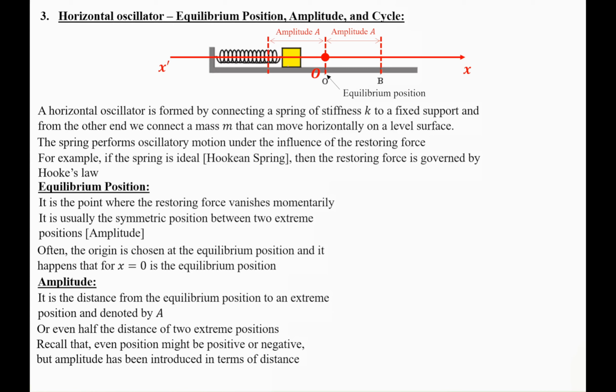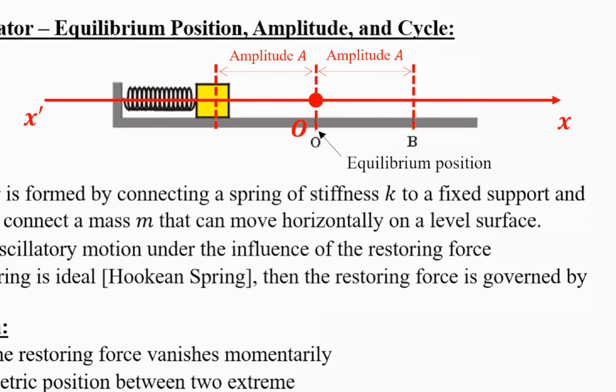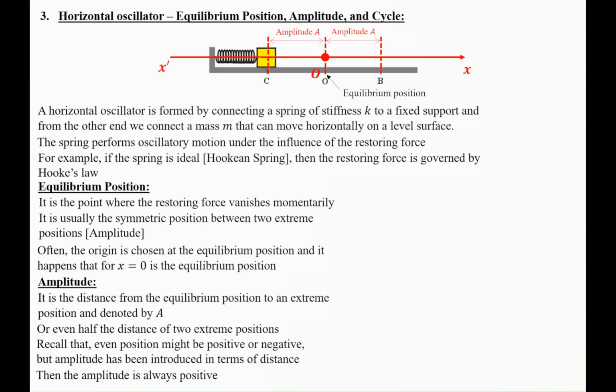Recall that position might be positive or negative, but amplitude has been introduced in terms of distance, so amplitude is always positive. Now, if that's the origin, any position to the left of the origin would be negative. Any position to the right of the origin would be positive. However, even if we're measuring to the left, amplitude is always a positive quantity.